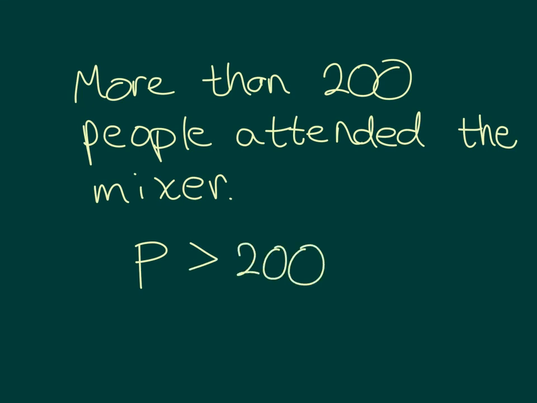So you just have to watch. If instead of saying more than, it had said at least 200 people attended the mixer, then it would be P is greater than or equal to 200. So you just have to be careful of what the words say and know which inequality symbol represents that.